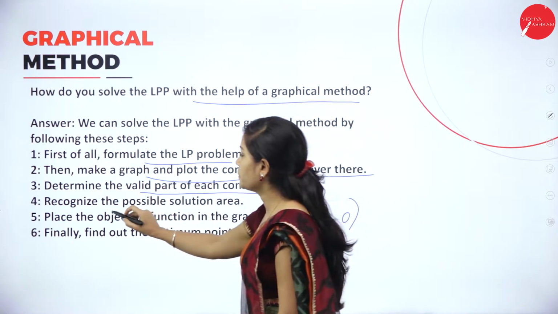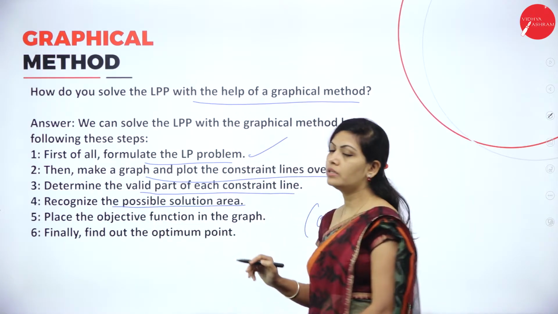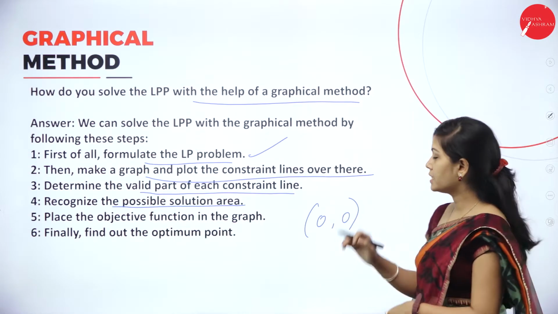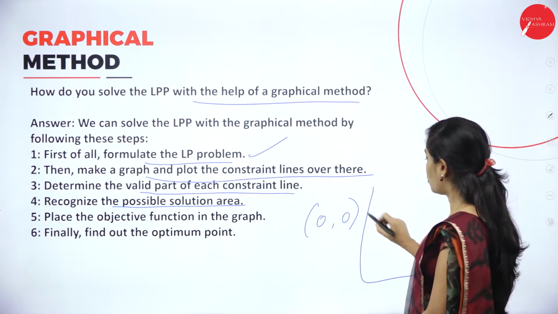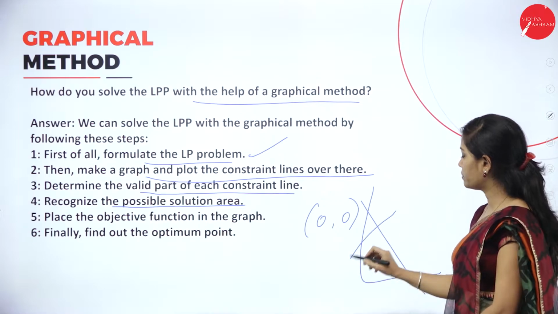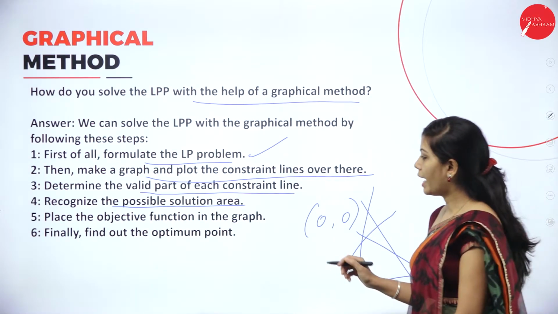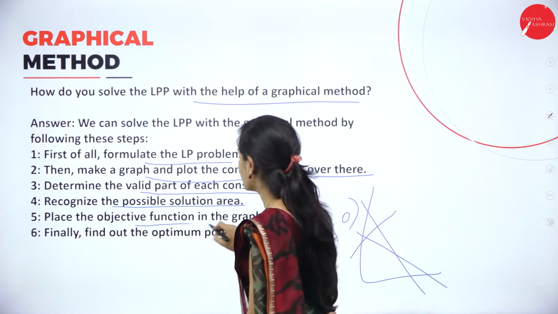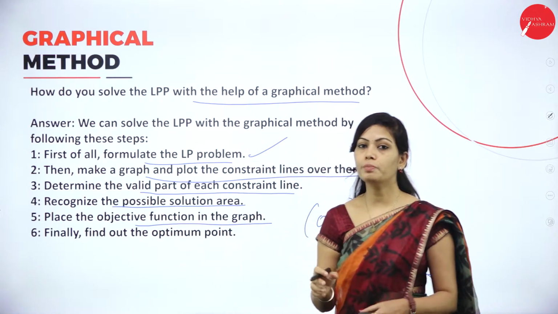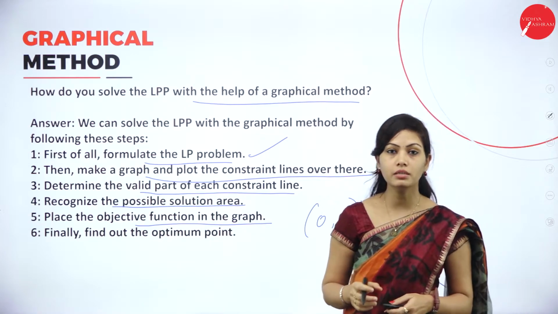And the next step is recognize the possible solution area. So in this step, easily you can recognize the possible solution area. That means easily you can find the feasible region. And place the objective function in the graph. So how to place the objective function in the graph?